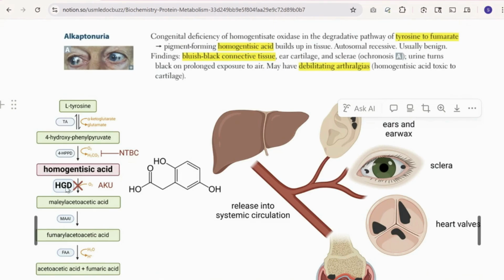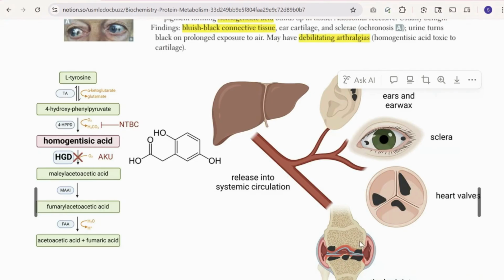Homogentisic dehydrogenase. This is not working anymore. You're gonna have no further processing. This is gonna accumulate because this can undergo oxidation, and if it deposits anywhere, it'll cause that black color pigmentation.